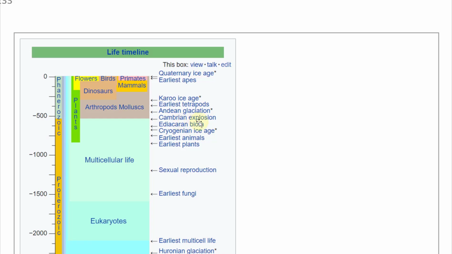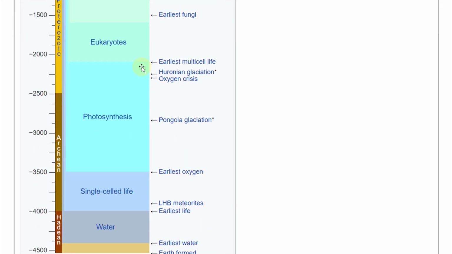Then you have the Cambrian explosion, then another glaciation, the Andean glaciation, then the earliest tetrapods, the Karoo Ice Age, another ice age, and you have arthropods, mollusks, basically a bunch of insects right here, and plants after the cellular life period. Now you have dinosaurs, mammals, primates, birds, flowers, and then earliest apes, and then there's the Quaternary Ice Age, and that's the most recent one. Most recently concluding this timeline over here.